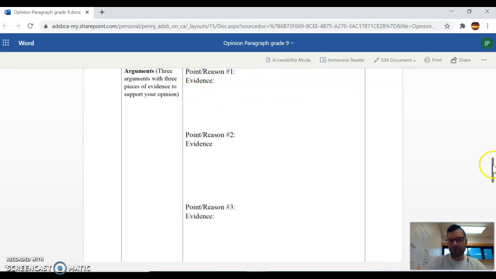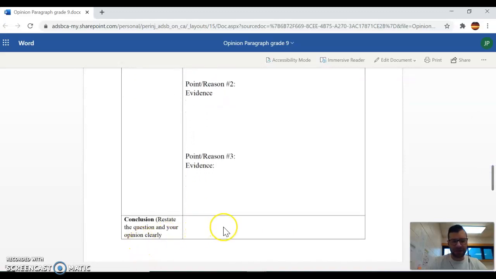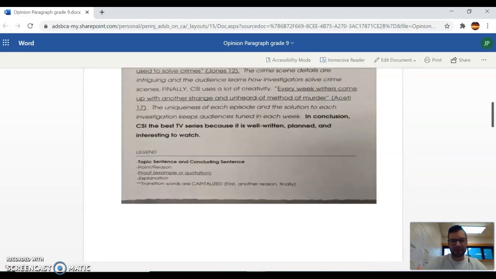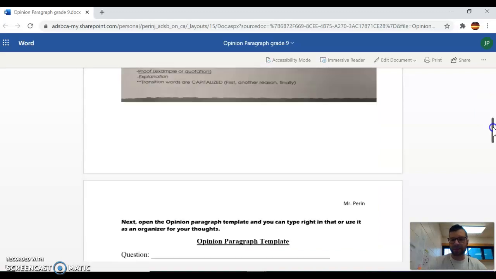We're going to go over what resources are in a minute. And then your conclusion, which is restating the question and your opinion clearly. So in conclusion, CSI is the best TV series because it is well written, planned, and interesting to watch. 1, 2, 3. The 3 points being made within that opinion paragraph.